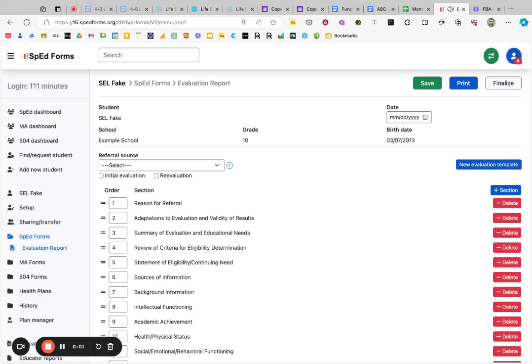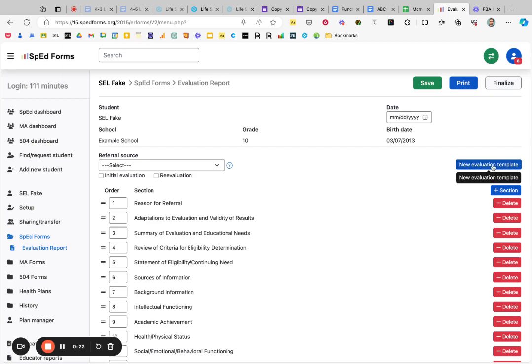Sitting down to actually write up the functional behavioral assessment, the FBA in SPED forms. So I'm in here in an eval report for the student. And let's say I'm just starting the new evaluation template. So I want to make sure that the previous evaluation, if there is one, has been finalized and saved, of course, before I do this, because it's going to wipe everything away.